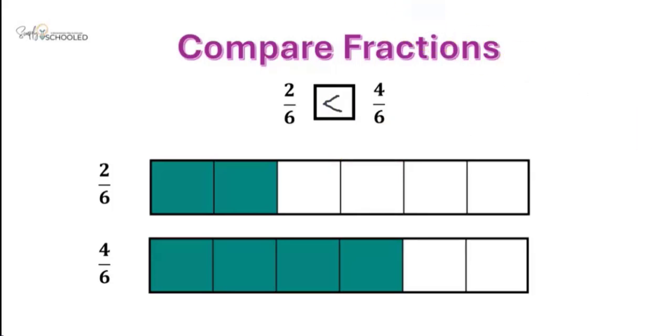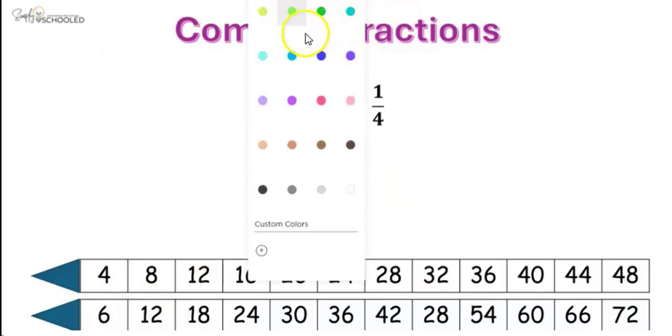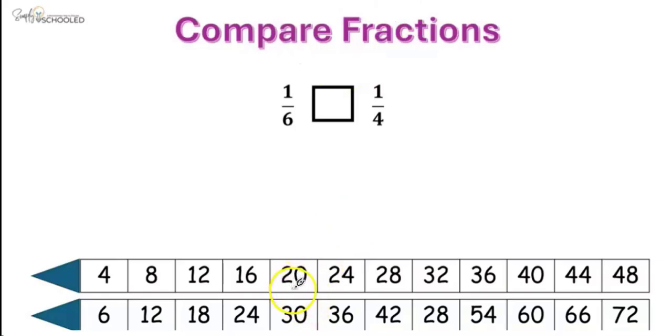Okay, but let's see what happens when the denominators are not the same. We have 1/6 and we have 1/4. So the first thing we're going to do is turn them into fractions with the same denominator, because once we do that, all we have to do is compare the numerators. So down here I have my multiplication strips for 4 and for 6, so we can find the least common multiple. Remember, we want to use the smallest one so it's easier. So let's see what we have. Right here is 12. So we know our new denominator is going to be 12.